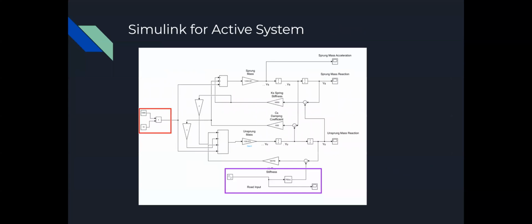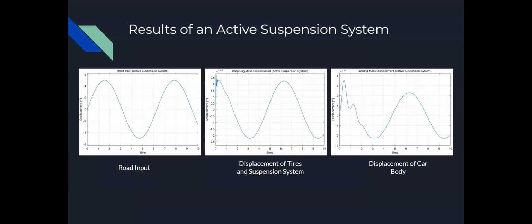Like my passive suspension system, the block of the sprung mass and unsprung mass remain the same. And in order to implement a PID controller and a hydraulic actuator, the red box right here shows the added control force, and the purple box indicates the added PID controller. The road input for the active suspension system remains the same at 5 inches.